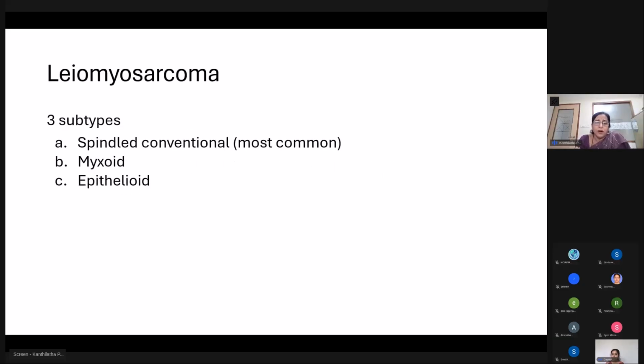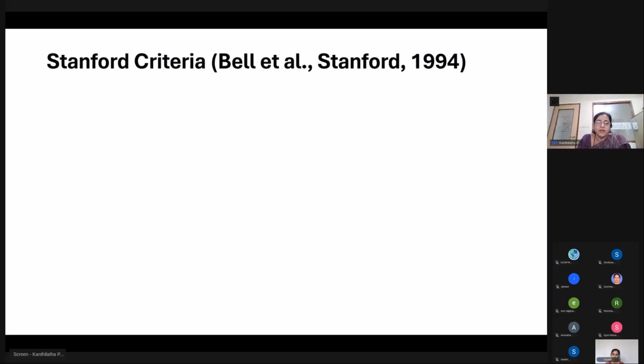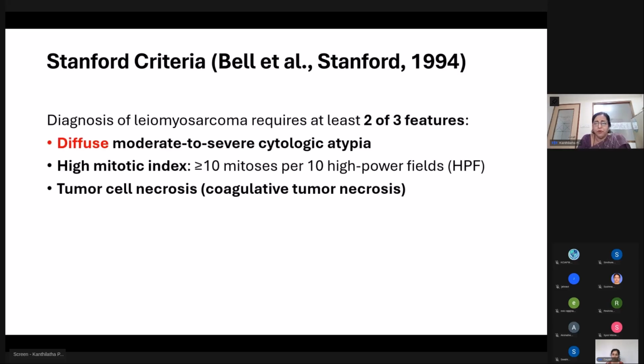So leiomyosarcoma is of three types. The most common is the spindled or conventional one, which we saw. Sometimes, rarely, you can have a myxoid or epithelioid type of leiomyosarcoma. The criteria for leiomyosarcoma is the Stanford criteria, given way back in 1994, which still holds good: it should have at least two of these three features.